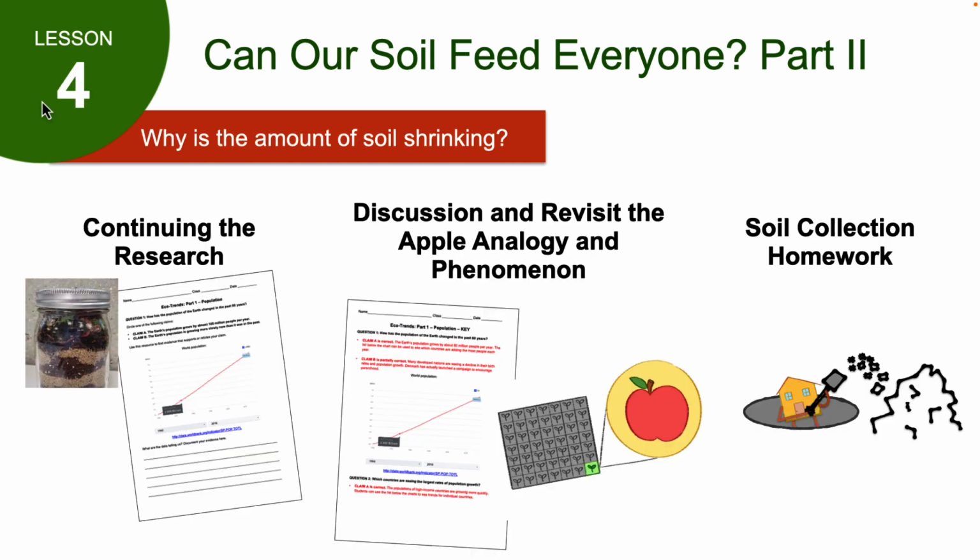In the next lesson, students check their worm farms and record data, and then they finish the research that they began last lesson and summarize their findings. We then relate the real-world findings that we saw about soil to our apple analogy. And for homework, we finish up by telling students that they're going to each go out and collect and label a small soil sample from near their home and bring it in for analysis.